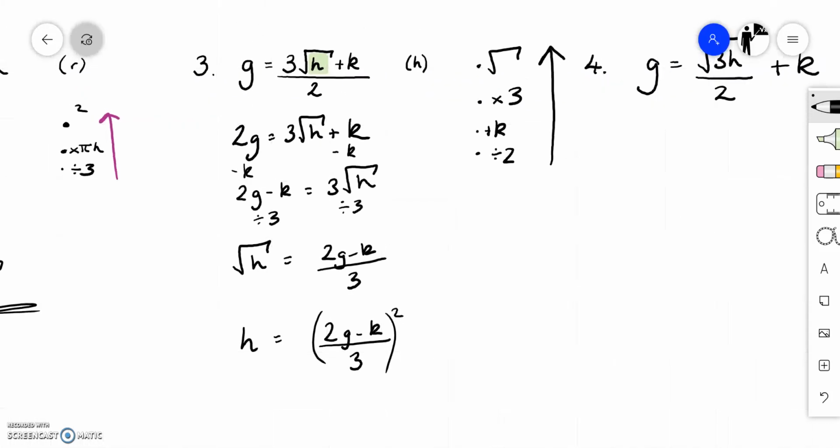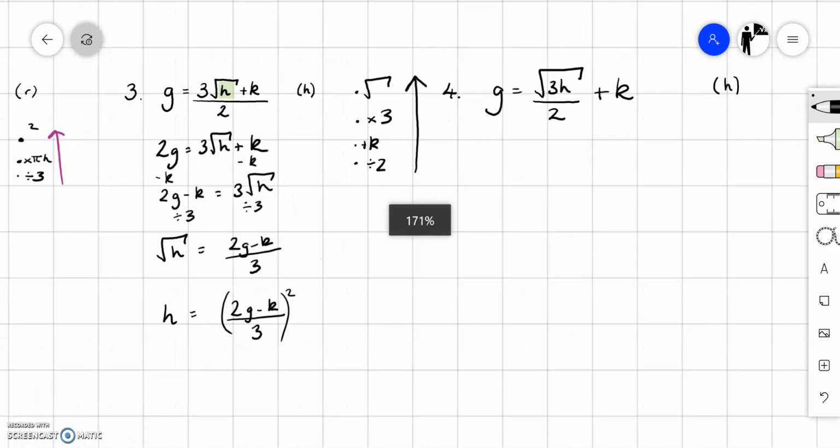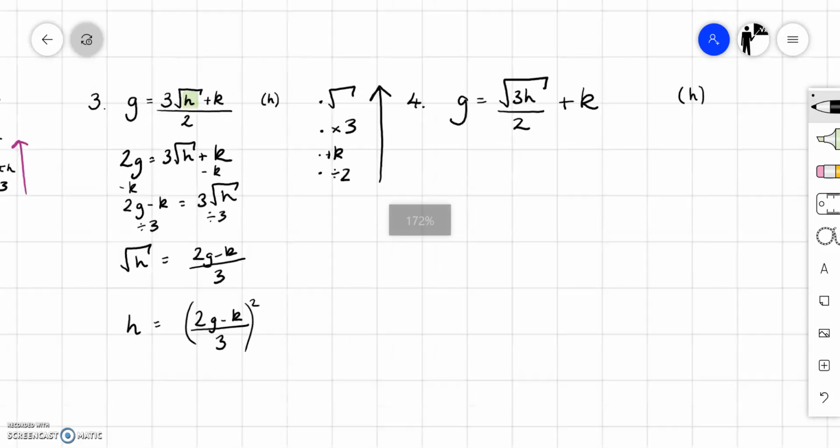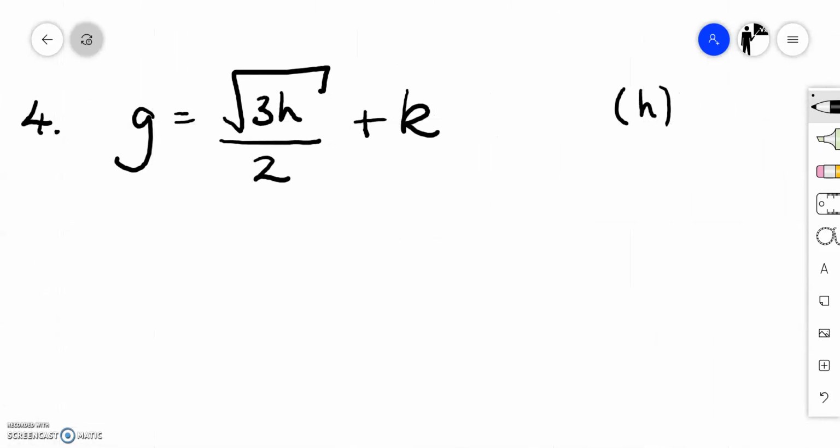I want you to look at number 4 now, and hopefully notice the subtle difference between number 3 and number 4, in the sense that they look really similar. It's just that the order of the operations has been slightly changed. I wanted to put this in just to see how these functions are built. So we want to make h the subject of the formula here. So what's the first thing that happened to it? Well, the first thing that happened is I times it by 3.